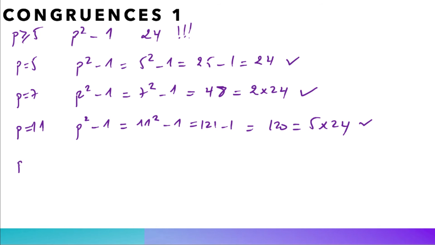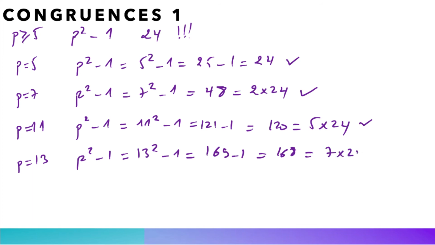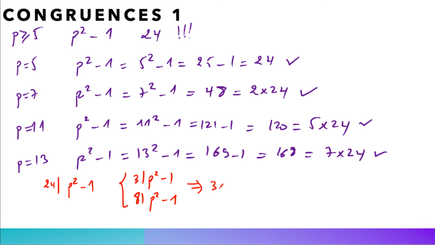The next prime number is p equals 13, and here p squared minus 1 is equal to 13 squared minus 1. This is 169 minus 1, which is 168, and this is equal to 7 times 24. Bingo. Now to prove this, instead of showing that 24 divides p squared minus 1 for p a prime number greater than 5, we will show that actually 3 divides p squared minus 1 and 8 divides p squared minus 1 too, from which we will derive that 3 times 8 divides p squared minus 1, and we know that 3 times 8 is 24, which is our result.